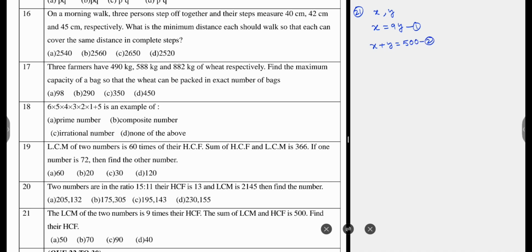From this x and y we can find out. They are asking to find their HCF. So first let us find this. 9y plus y is equal to 500. So 10y is equal to 500. So y is equal to 500 by 10, that is 50. If y is equal to 50, substitute this: x plus 50 is equal to 500. Then x is equal to 500 minus 50, x is equal to 450.